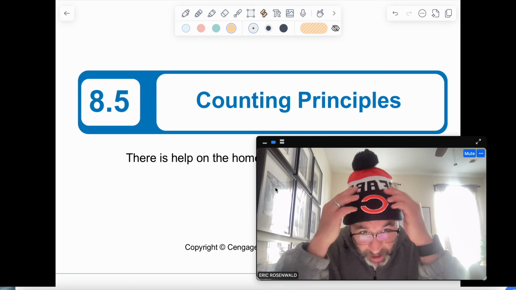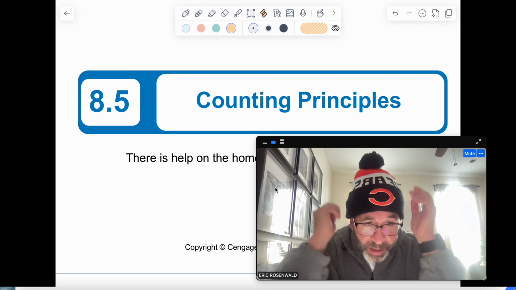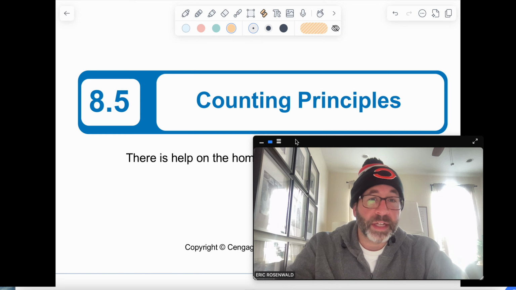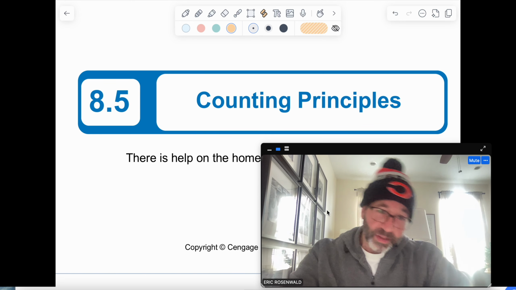In honor of the Bears here firing Matt Eberflus, I went ahead and decided to wear a Bears hat. Excited about that decision, seeing as he's not been doing a good job. But, anyways, back to math.